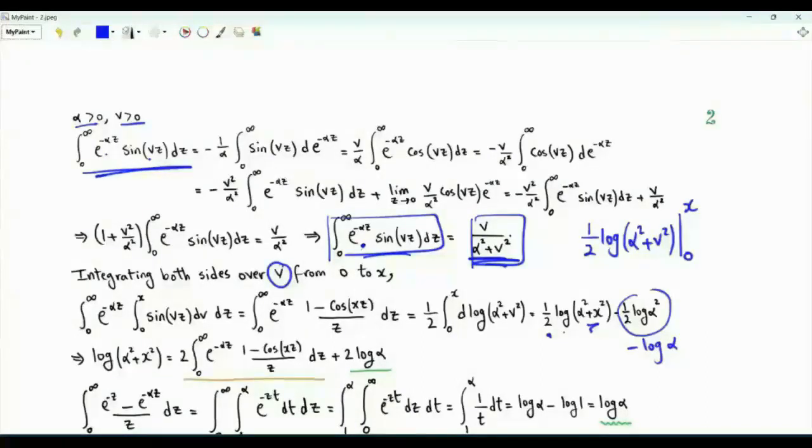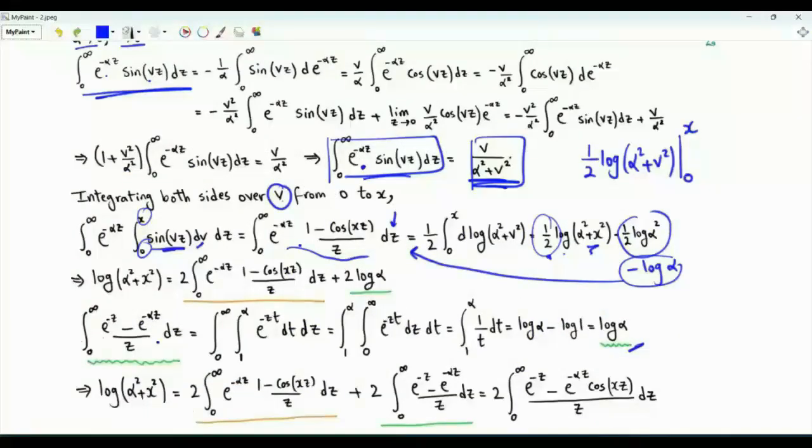On the left hand side, let's assume that we can interchange the order of integration. Let's do first the integration with respect to v. We have a sine function. The antiderivative is minus cosine. When we use our limits of integration, we get 1 minus cosine xz divided by z. We are left with this integral over z. Move this term to the other side and multiply by 2. Log of alpha squared plus x squared is double this integral plus 2 times log alpha.